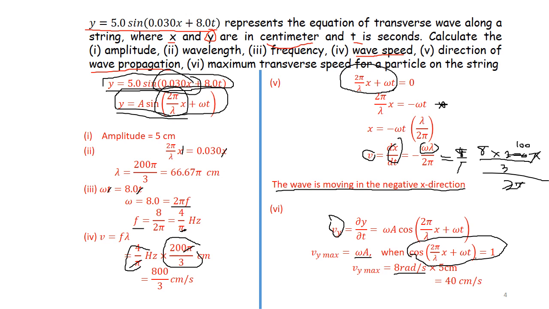And then the amplitude is 5 centimeters. So the answer will be 40 centimeters per second. So you see it's clearly different from the wave speed. Clearly different from the wave speed. Okay.